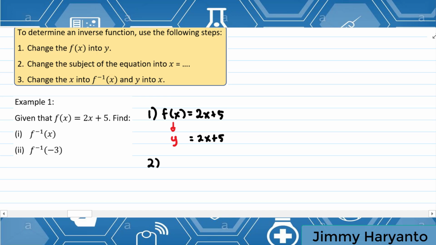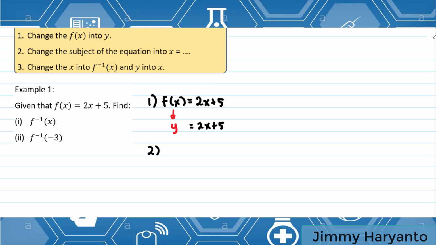The second step, change the subject of the equation into x equals. That means you have to use your algebra skills to make it into x equals. Yeah. So first we have to move the 5. So I will have y - 5 = 2x, and then I have to move the 2. So I will get x = (y - 5)/2. There you go. That is for number 2. Change the subject of the equation into x equals.